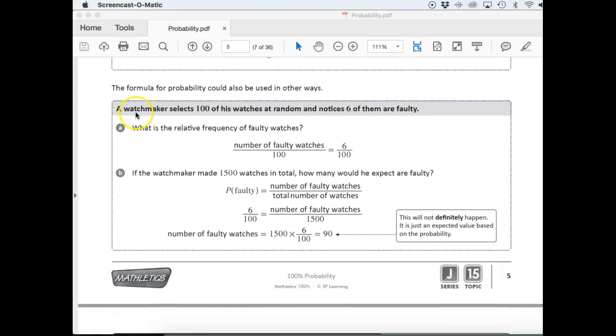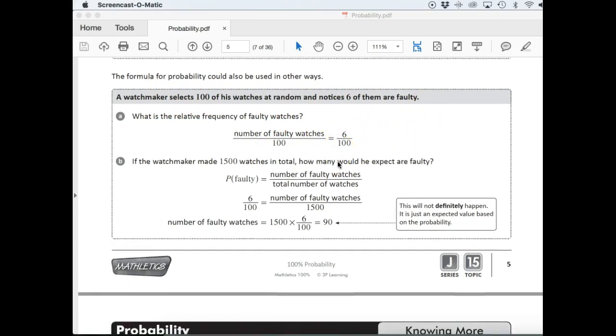The rest of this goes through some other ways that we can look at it. So what is the frequency of faulty watches? A watchmaker selects 100 of his watches at random and notices 6 of them are faulty. So you've got a 6 out of 100 chance of having a faulty watch. If he made 1,500 watches in total, how many would he expect are faulty?